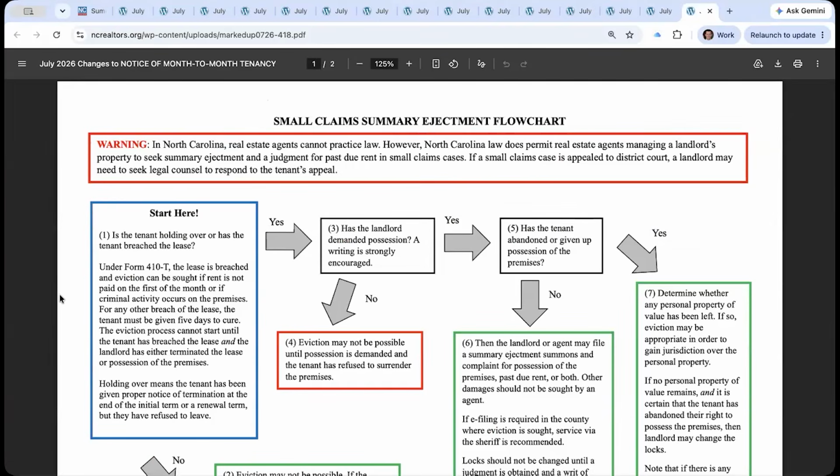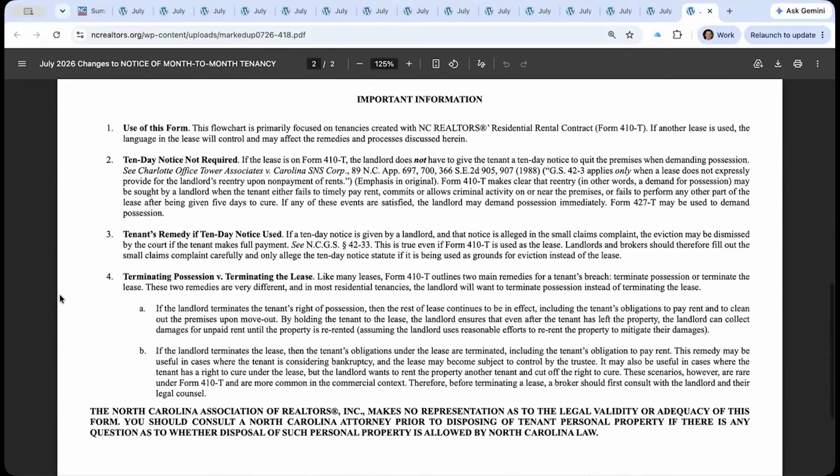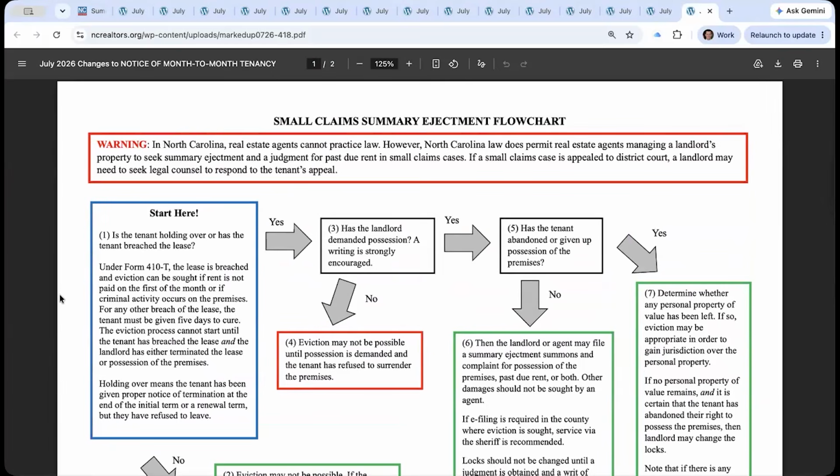And then finally, the last form I've got for you today is actually a property management form. It's just a simple flow chart on how summary ejectment cases work. And on the second page, it's got some important information to talk about that. If you've got a seller or a transaction, or if you're a buyer, if you've got a buyer who's looking to buy a property, just the biggest thing I will say about this, if you're the listing agent in particular, don't make promises you can't keep.